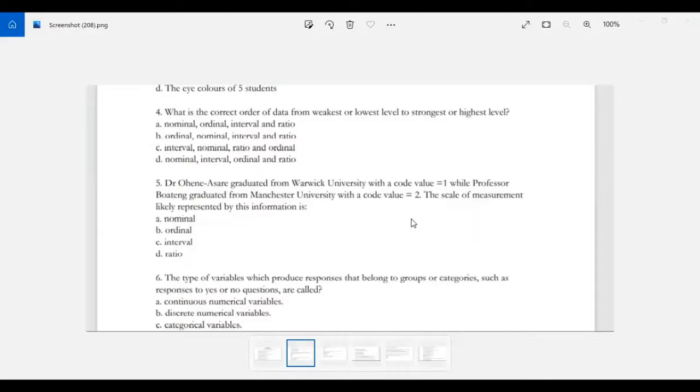Read it for me. The type of variables which produce responses that belong to groups or categories, such as responses to yes or no questions, are called: A to C. So what is the answer? Discrete numerical variables. Discrete. Is discrete part of the variables?